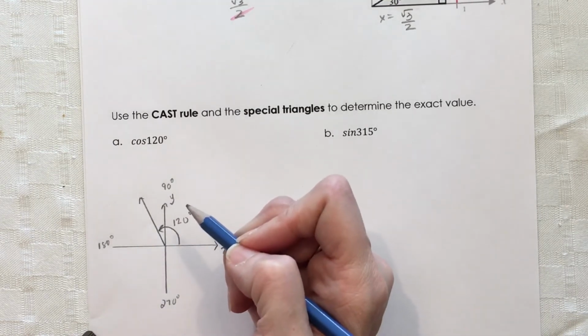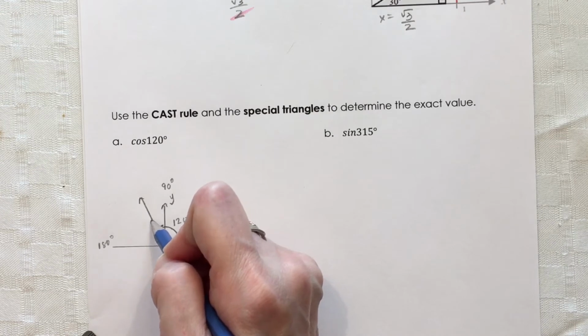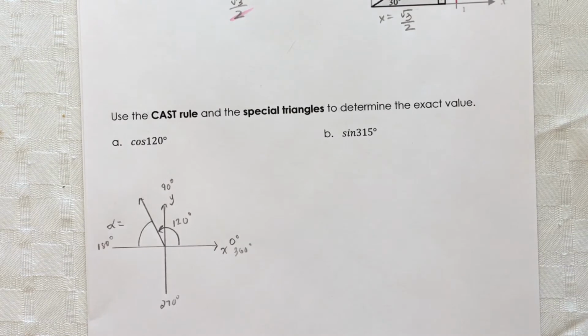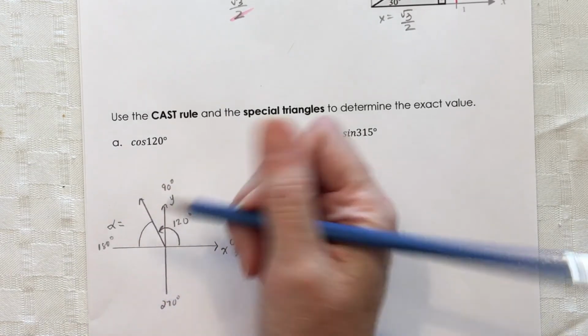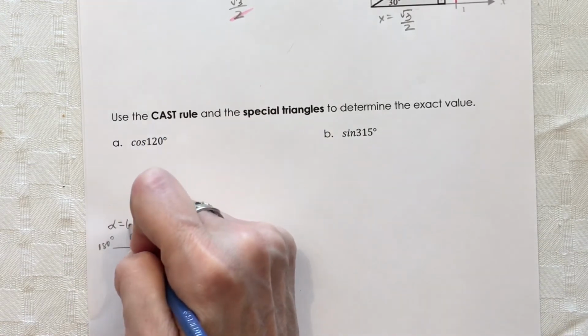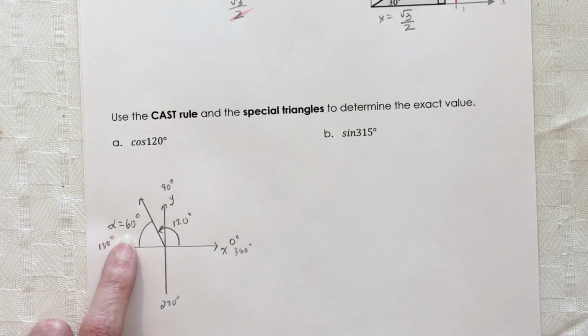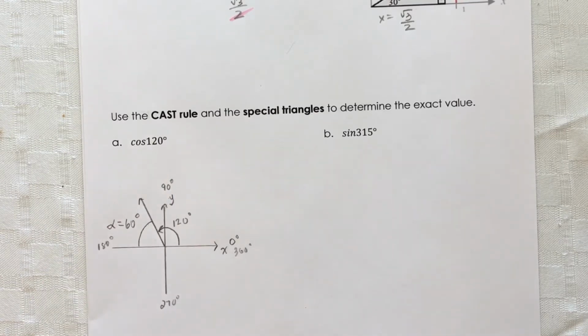What we are interested in, though, is what's alpha? Alpha is the related angle that's related to 120. And in our case, alpha is the distance, again, between the x-axis and the terminal arm, so it's 60 degrees. Okay? So far we've drawn our angle in standard position, and we figured out what the related acute angle is. So our answer for cos of 120 is going to be related to cosine of 60.